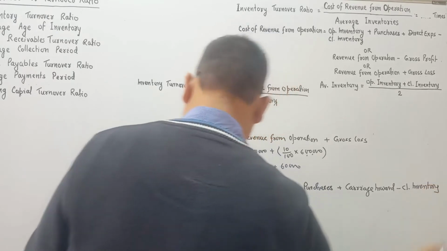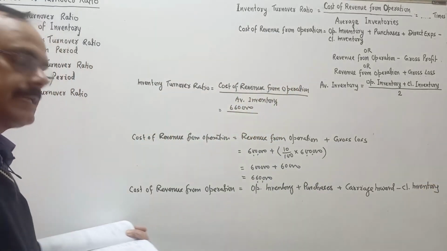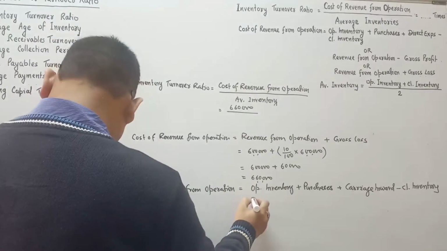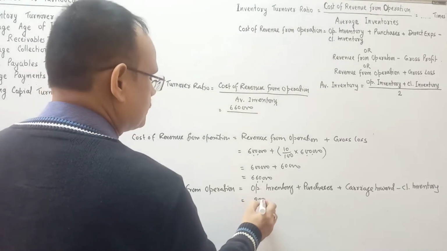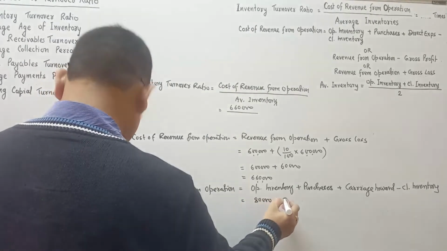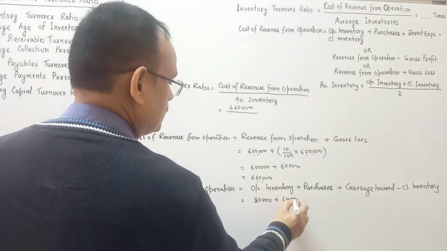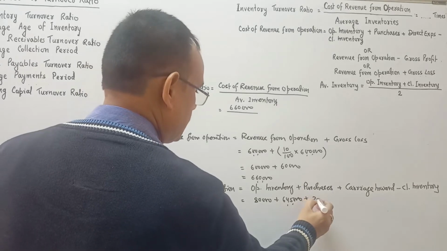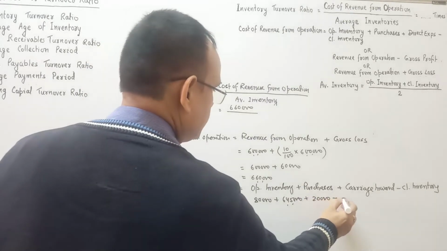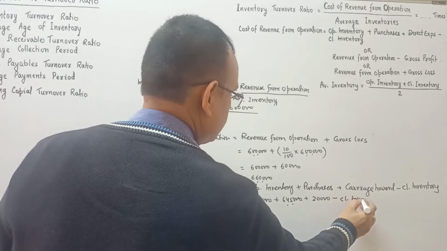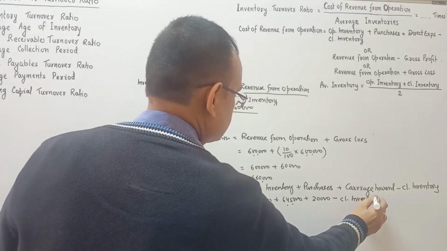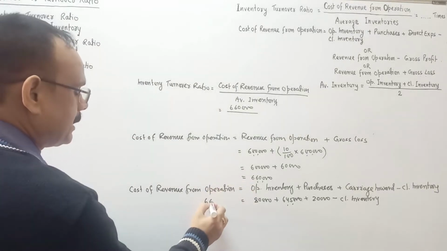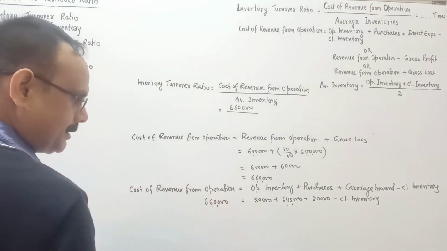Okay, we have not taken the carriage outward. Carriage outward is an indirect expense. So opening inventory is given in this question, it is 80,000. Purchase is 6,45,000. Carriage inward is 20,000. Closing inventory, we have to find the closing inventory. This is not given in the question, but you know the cost of revenue from operations is 6,60,000.